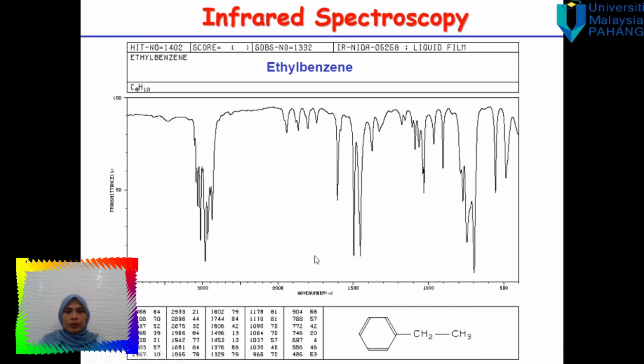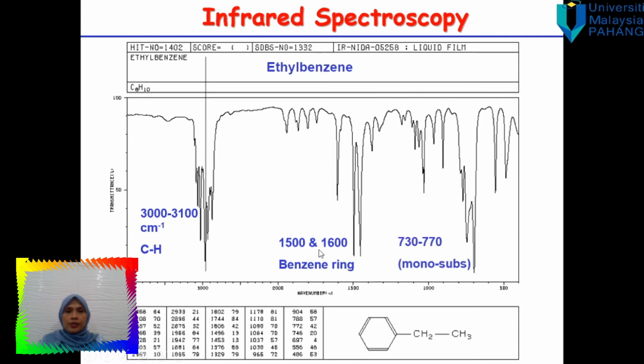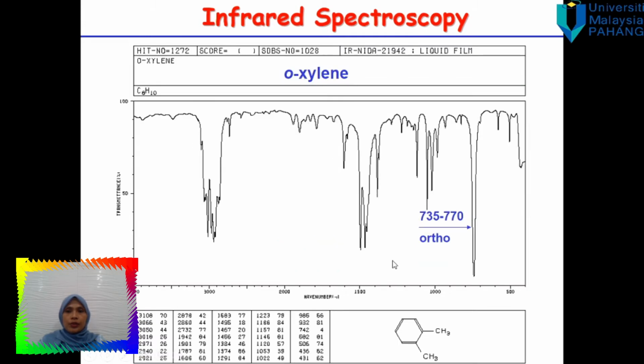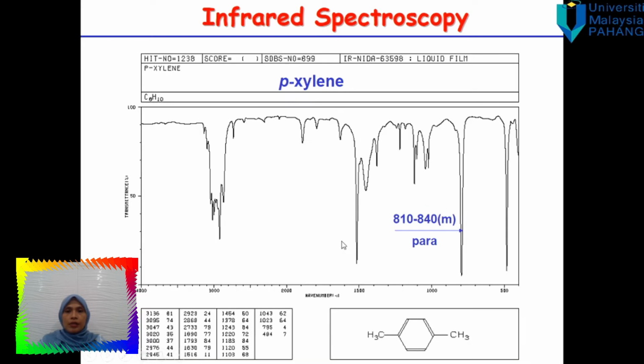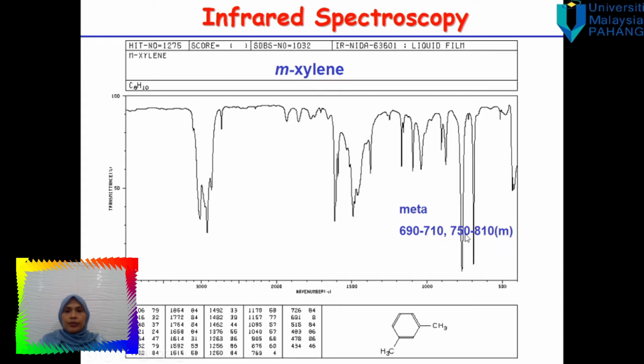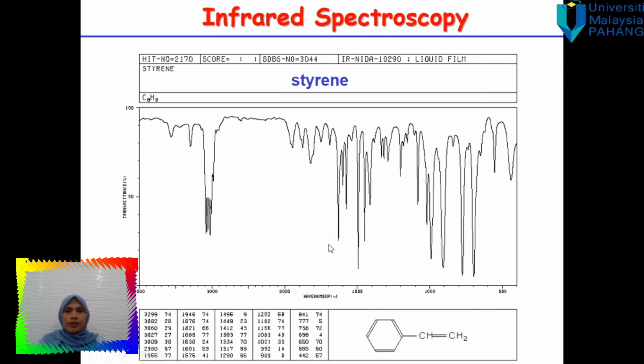This one is mono substituted. The one C-H, this one 1500, 1600 in the benzene ring, and this one is mono substituted. And ortho is this one, 735 to 770. This is para, 8 something is para, and meta has two peaks. That's how we can differentiate between ortho, meta, and para in the benzene ring. This is mono substituted, and this is C double bond C, and this one is RCH=CH2.